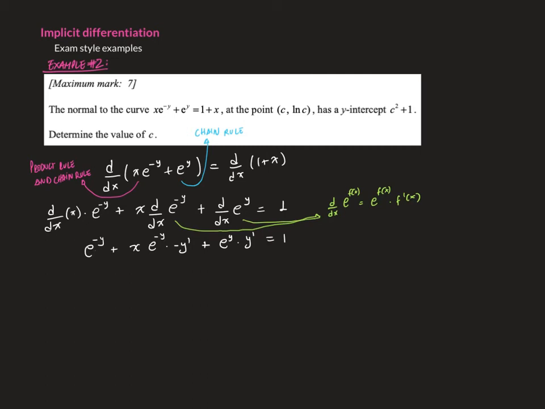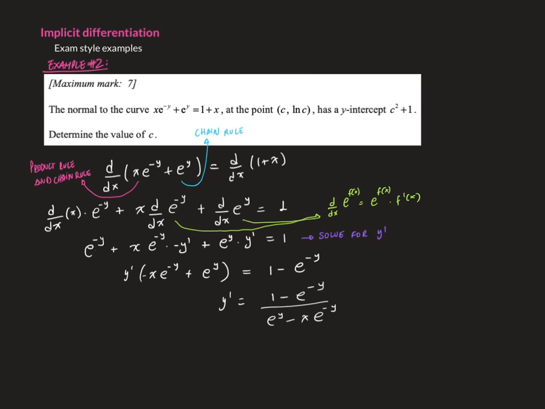Now we get two terms that have y' and one that doesn't, so we're going to move the term that does not contain y' to the right hand side and take y' as a common factor out of the expression in the left hand side. So y' times (-x e^(-y) + e^y) equals 1 - e^(-y). So y' is equal to (1 - e^(-y)) over (e^y - x e^(-y)).